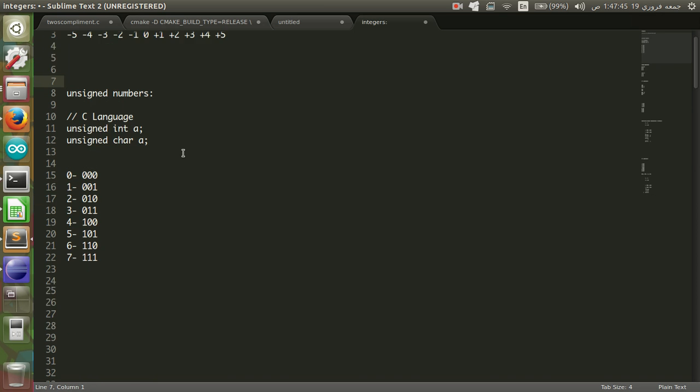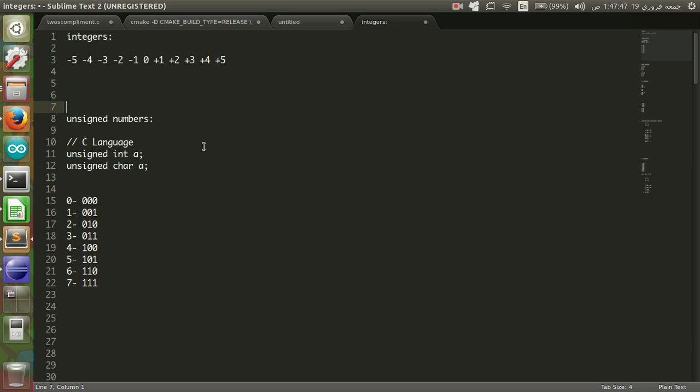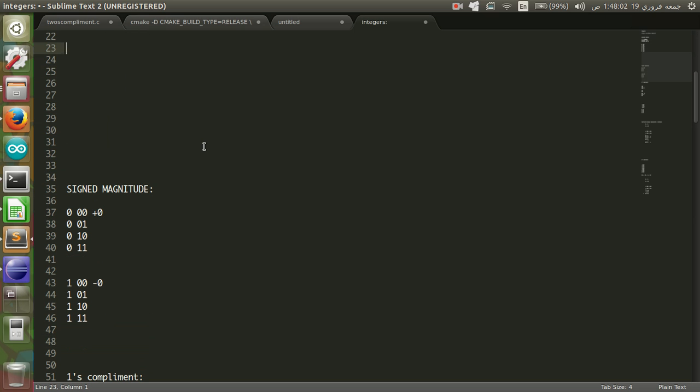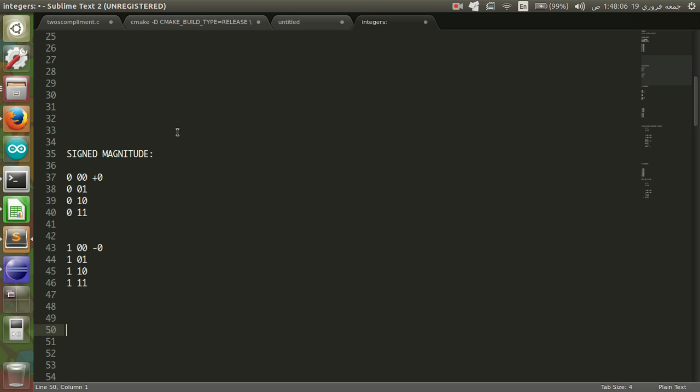Now let's move on to the negative and the positive integers. I mean, can you build a data type in which you can have positive and negative values? So the first attempt ever made to store positive and negative values just by a single representation in a computer is known as a signed magnitude approach.